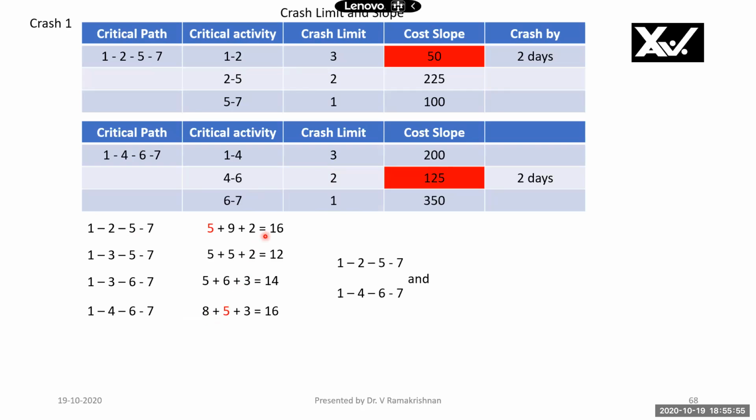Now, total duration has reduced to 16 days because I reduced the activity time for activity 1-2 from 7 to 5. Similarly, the activity time for activity 4-6 is from 7 to 5, right? So by 2 days I have reduced. So total duration is 16. Project completion time after crash is 16 days, from 18 to 16.